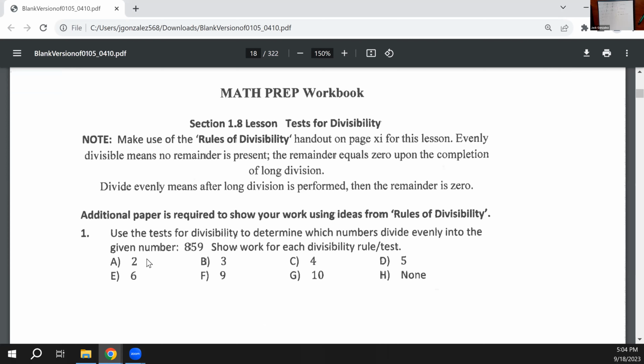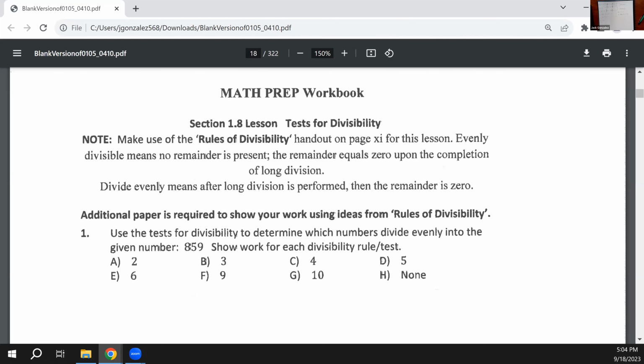So you go to the rule that we have on that page. If the last number is not even, in other words, it's not 0, 2, 4, 6, or 8, you cannot divide by 2. Do we have any of those numbers at the end? No. Okay, for sure, not divisible by 2. Is it divisible by 3? In order for it to be divisible by 3, the sum of the digits has to be divisible by 3. 8 plus 5 plus 9.